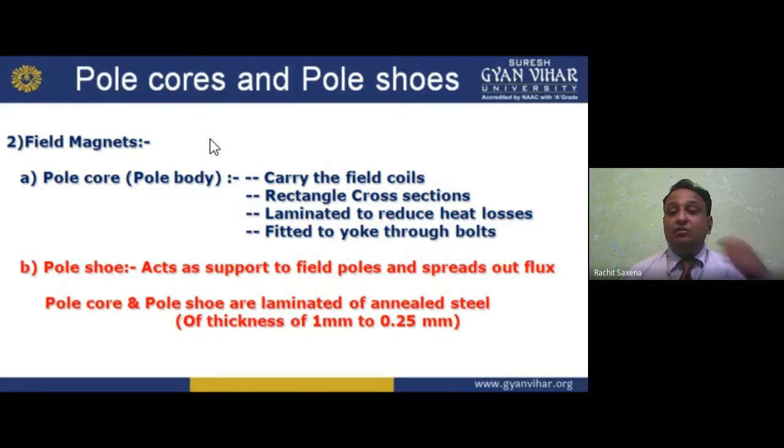Now, laminated to reduce heat loss. Basically it is laminated to reduce which type of loss? That is eddy current loss. If I want to reduce the eddy current loss, I need laminations, which make a parallel path for the current. What I want to reduce is basically the eddy current loss and heat loss also. Now, it is fitted to the yoke through bolts.